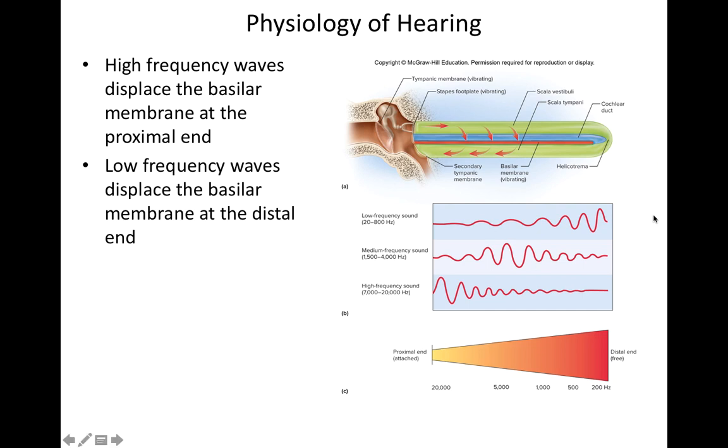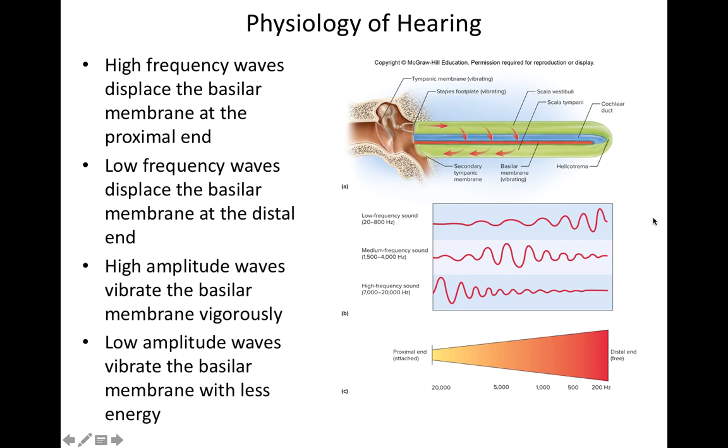Now, the other property of sound is how loud it is. This has to do with how vigorously the basilar membrane vibrates. And that has to do directly with how much energy was in the sound. High energy sounds are very loud. They're going to come through, and they're going to have so much energy that that basilar membrane is going to vibrate really, really significantly. And that vigorous vibration is going to be interpreted as loud. Something that's really soft is going to come in with less energy, and the vibration is going to be much less, and it's going to be perceived as soft.